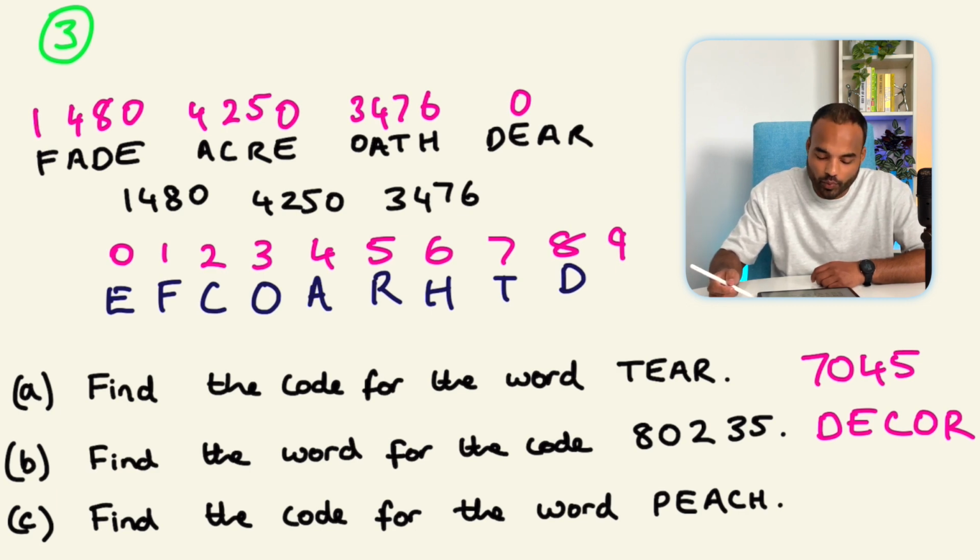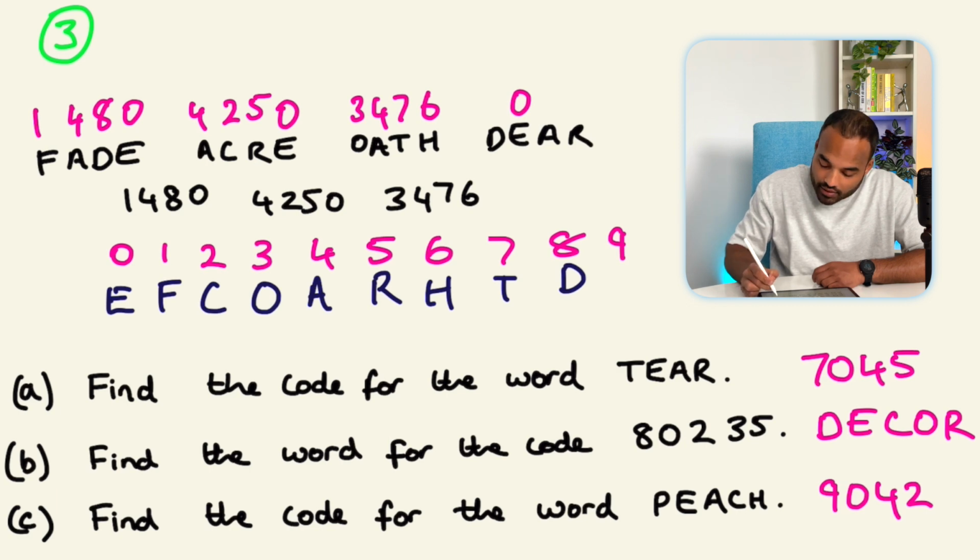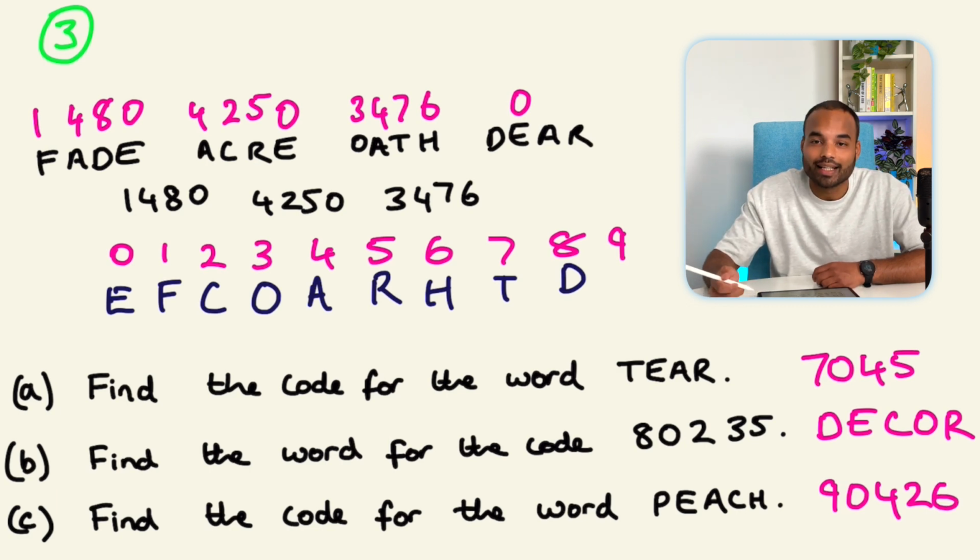And you might realize over here, we don't have a number for P. That means it must be 9. 9 is the only remaining digit. So 9 must be the digit for P. So I'm going to say over here 9. We have the digits for all of the other letters. So for E, it's 0. For A, it's 4. For C, it's 2. And for H, it's 6. Right, so the answer is 90426.